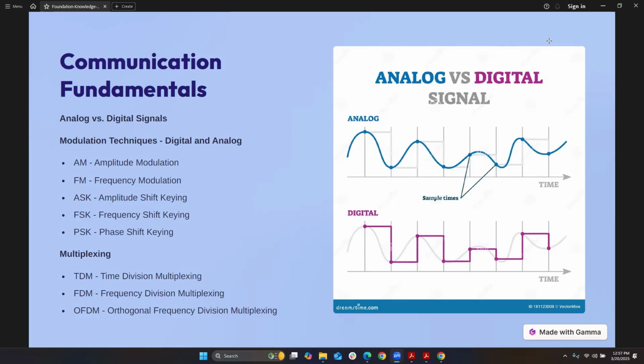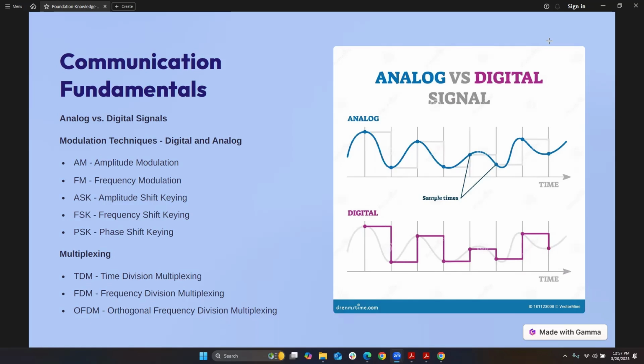If we talk about the digital modulation methods, one is ASK, amplitude shift keying, a digital method where the signal strength changes between high and low. FSK, frequency shift keying, is a digital method where the signal switches between two frequencies. PSK, phase shift keying, is a method where the signal phase changes to represent the data.